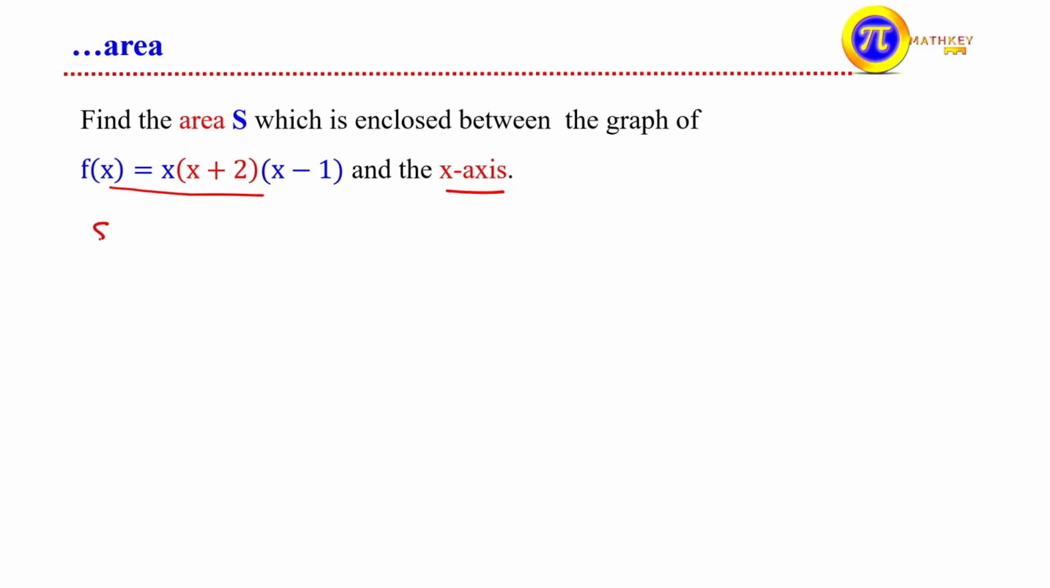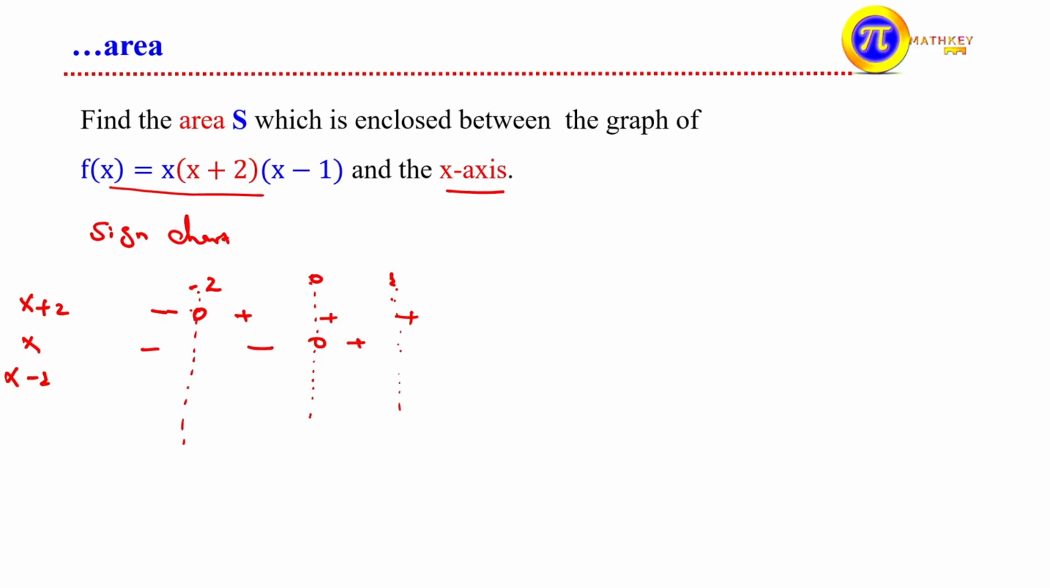It is better to apply a sign chart. Then the zeros of this are -2, 0 and 1. So we have x plus 2, here we have x and here we have x minus 1. The zeros are -2, 0 and 1. That means we found the x-intercepts, which make y 0: -2, 0 and 1. So x plus 2 at the left of -2 is negative. At the right it is positive. But at -2 it is 0. For x, at 0 it is 0, at the left it is negative, at the right it is positive. Similarly for x minus 1, at 1 it is 0, at the right it is positive, at the left it is negative.